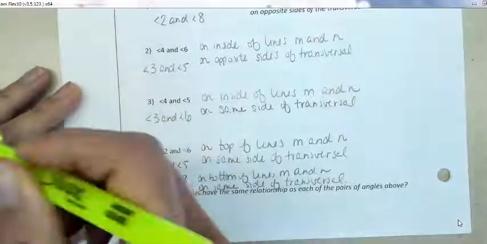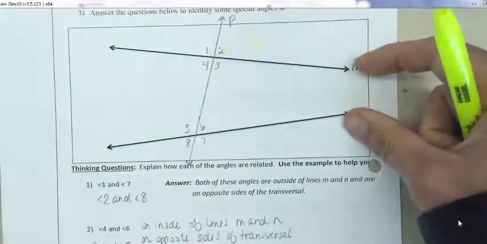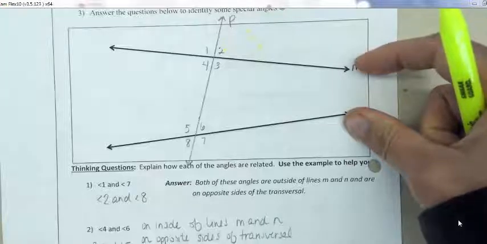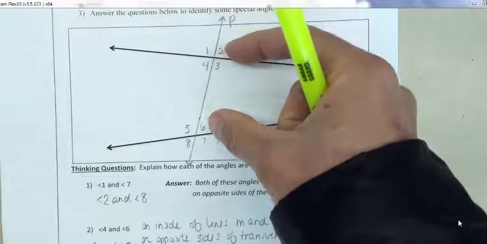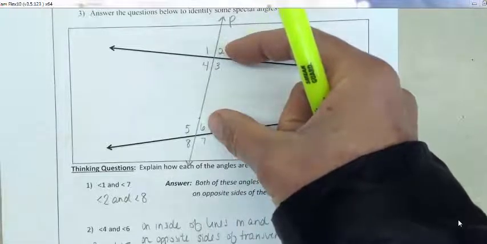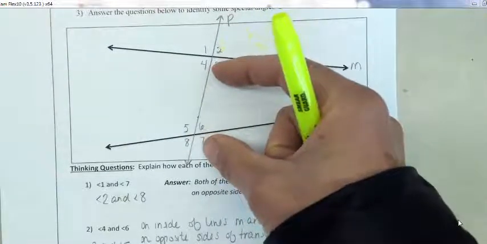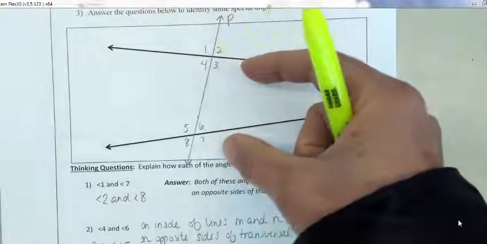And again, their relationship is that they are basically on the 2 lines being cut by the transversal. Those corresponding angles are either both going to be on the top and on the same side of the transversal, or they'll both be on the bottom, like 3 and 7, and on the same side of the transversal. Okay, those are corresponding angles.